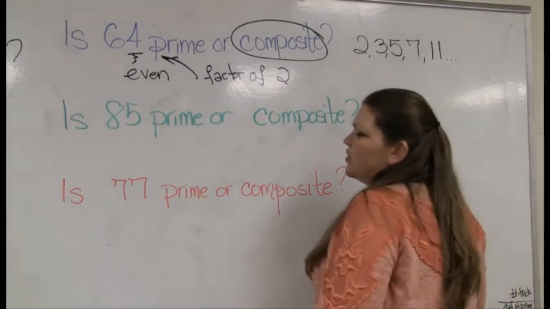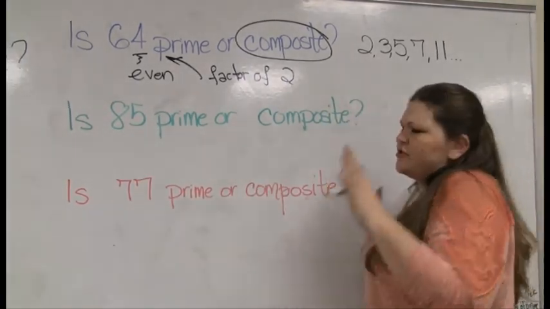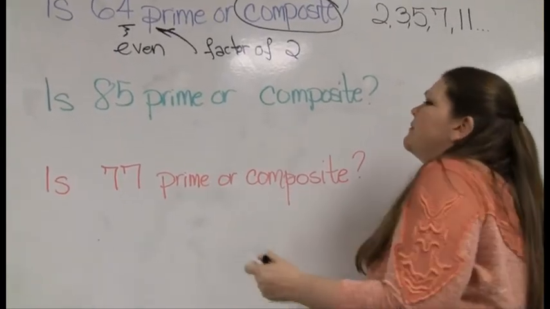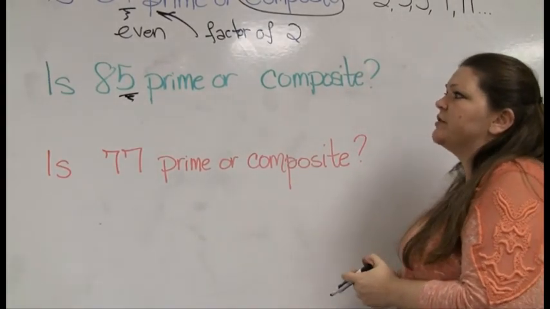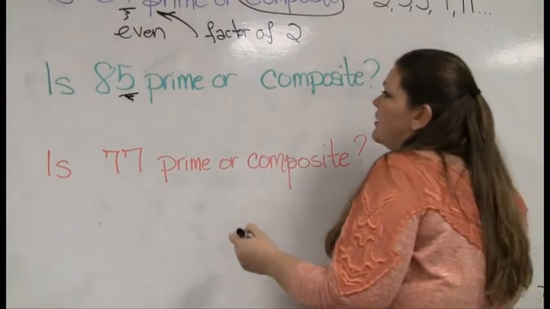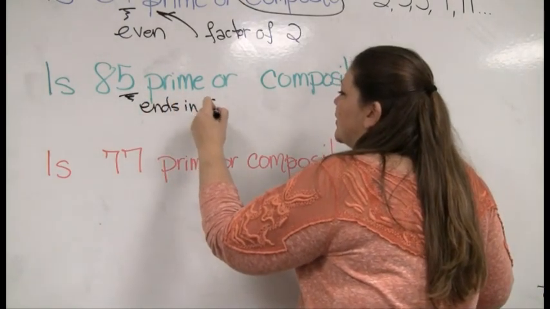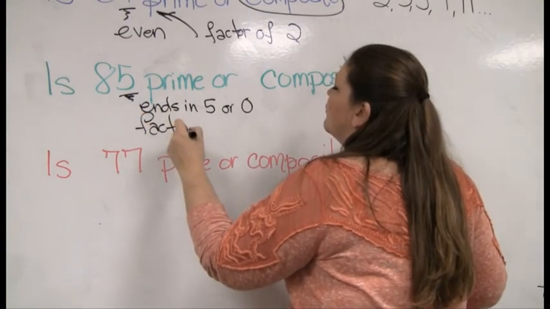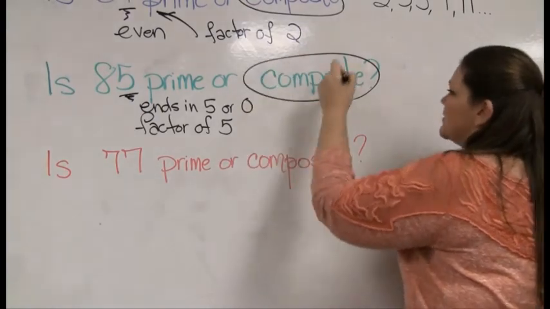So here's another real easy one. Is 85 prime or composite? Another dude who's just yelling composite at me. I just know he's a composite because I can see right by looking at him, and you should be able to by now too. He's got a 5. 85 ends in 5 or 0, and we know when something ends in 5 or 0 that it has a factor of 5. Well, I found an extra factor. This thing is a composite.